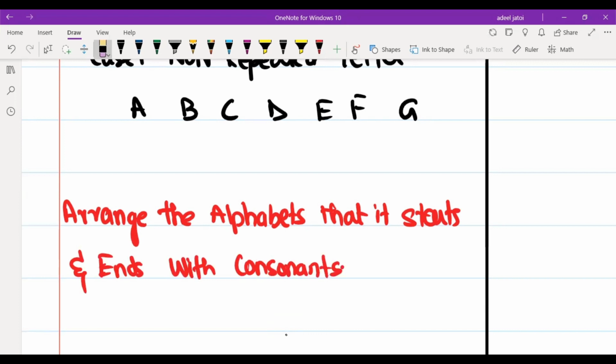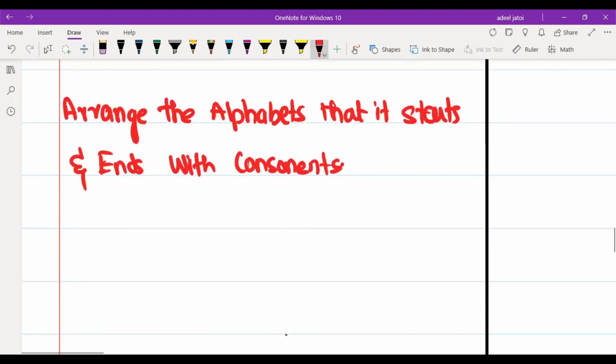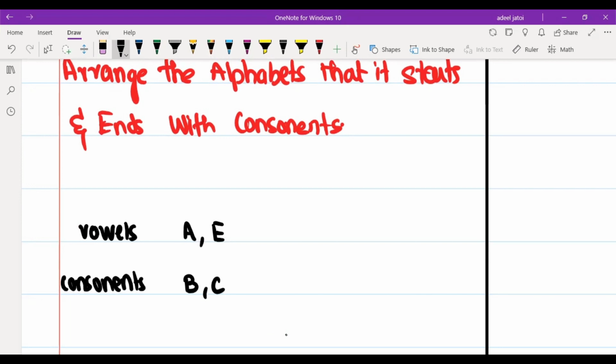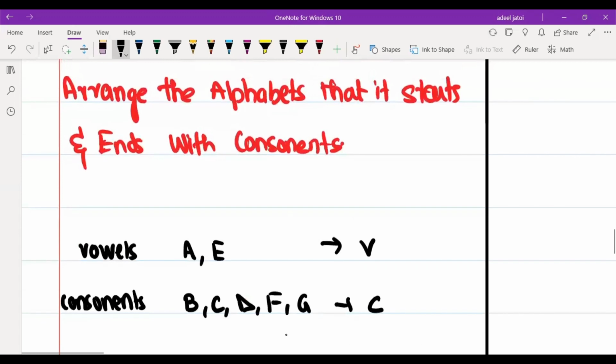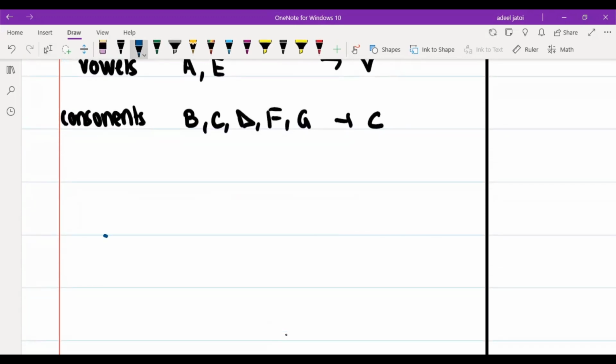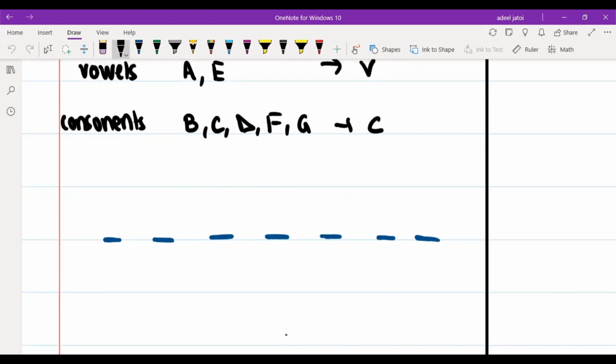Now, you need to understand what consonants are. Consonants are non-vowel letters. So, since we had A, B, C, D, E, F, G, your vowels are A and E, and your consonants will be B, C, D, F, and G. These are your consonants, these are your vowels. The question clearly says, arrange the alphabet that starts and ends with a consonant. How many alphabets did we have? We had 7. If it starts and ends with a consonant, we had altogether 5 consonants.